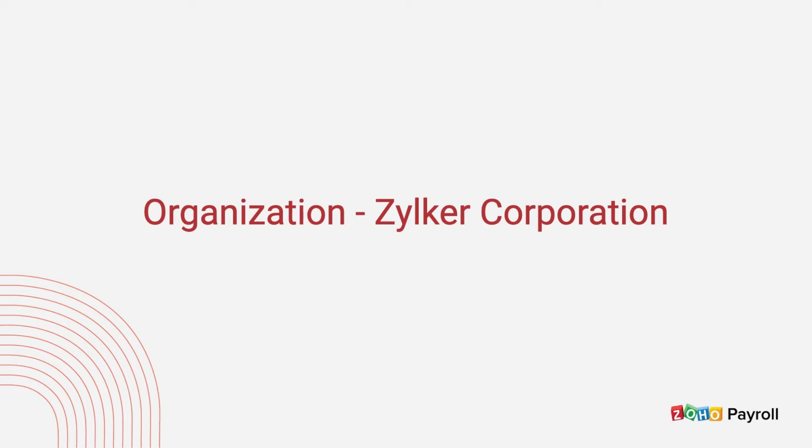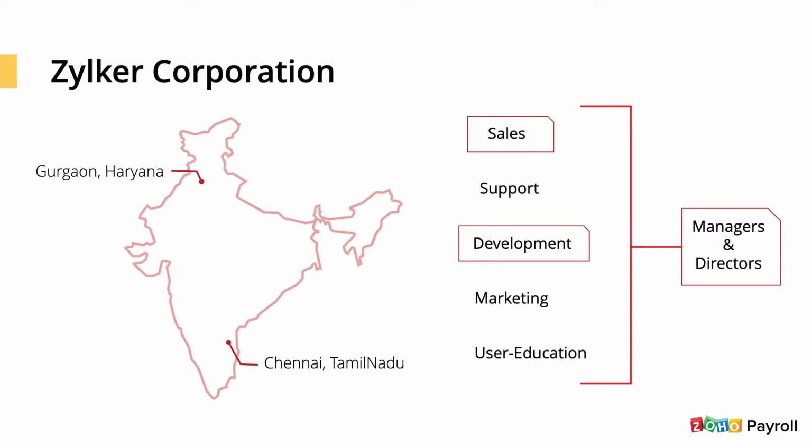We'll now be looking at the case study of Zilker Corporation. Zilker Corporation is a technology company based out of Chennai and Gurgaon. Their teams range from sales, support, development, marketing, and user education. These teams are led by a group of managers and directors. In this session, we'll be looking at the salary structures of product developers, sales agents, and managers to understand the different concepts while a salary structure is set up in Zoho Payroll.